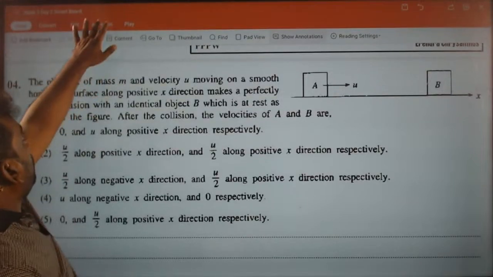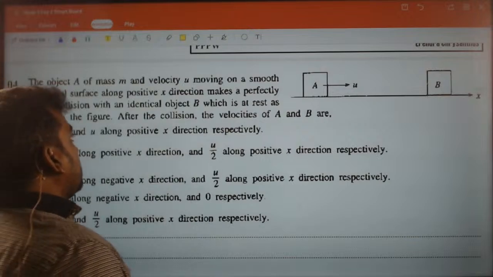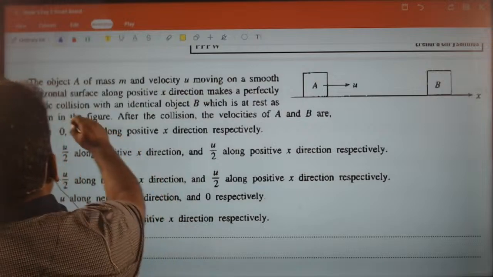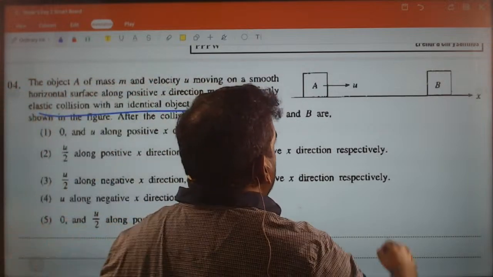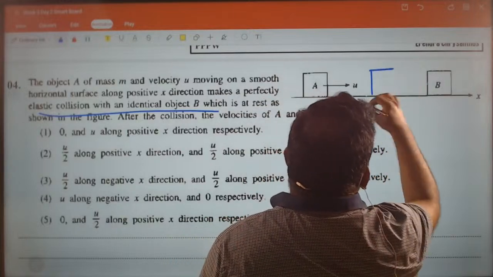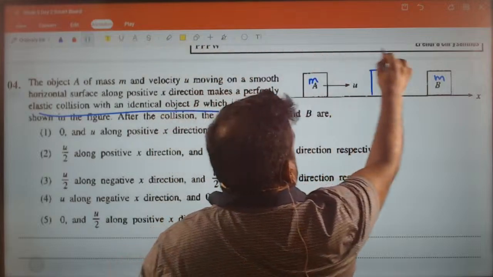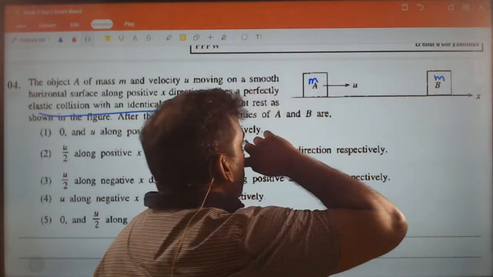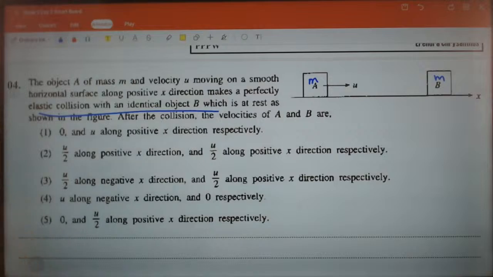Question number 4. An object of mass m, velocity u, moving on a smooth surface in the positive x direction, makes a perfectly elastic collision with the identical object B which is at rest. Identical object means object having the same mass. No need to draw it because they have given you the object. After collision, the velocities are.